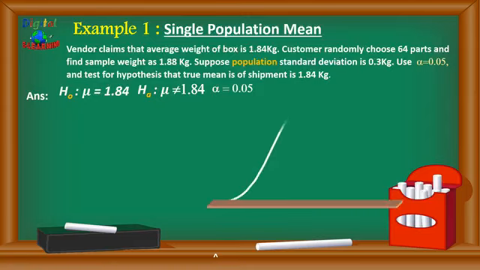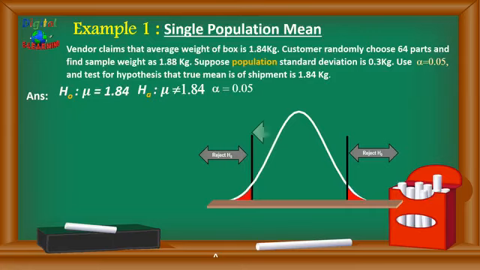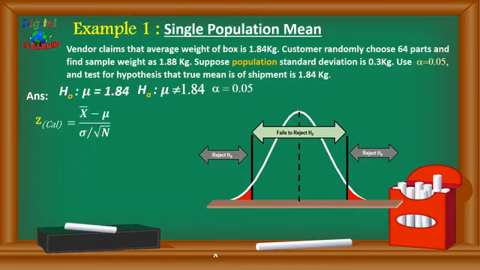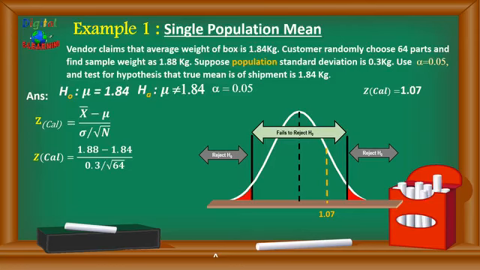So let's plot it on the normal distribution curve. We mark the rejection area. Here, if it falls in the red region, we will reject our null hypothesis. If it falls in between, we fail to reject the null hypothesis. So we'll use the Z formula, that is x bar minus mu divided by sigma by under root n. We'll put all these values here. We get Z calculated as 1.07.